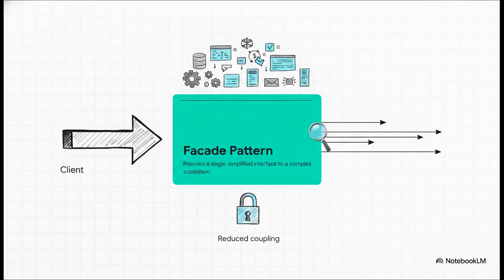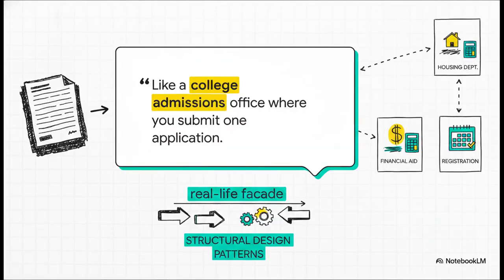Now, a quick caveat. The facade doesn't actually replace those underlying subsystem classes. Not at all. It just acts as a really friendly coordinator for them. To put this into a real-world perspective, think of it like a college admissions office. You know, where you submit just one application instead of physically visiting 5 different departments. You hand in your paperwork once, and the admissions office, which is your real-life facade in this scenario, handles routing all your info to housing, financial aid, registration, the whole shebang.